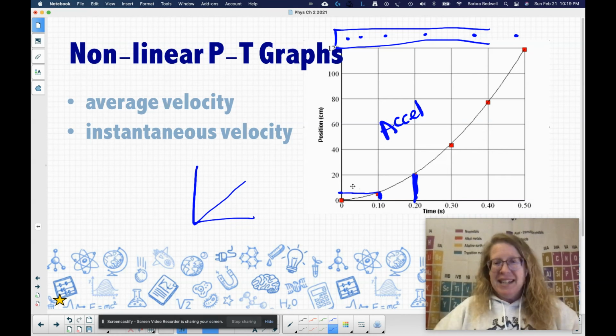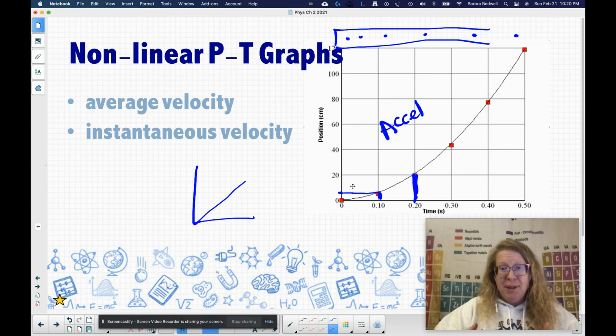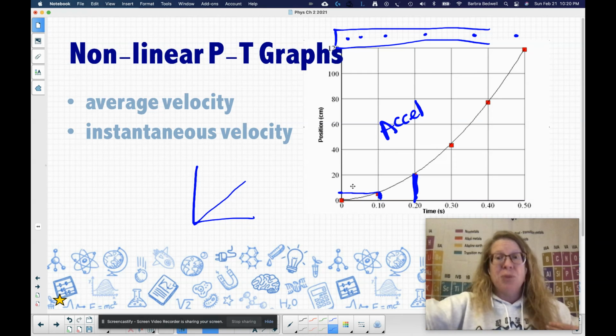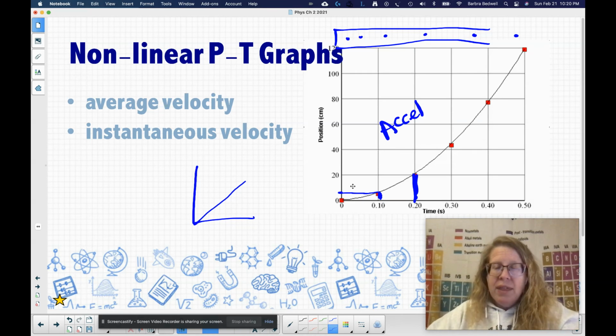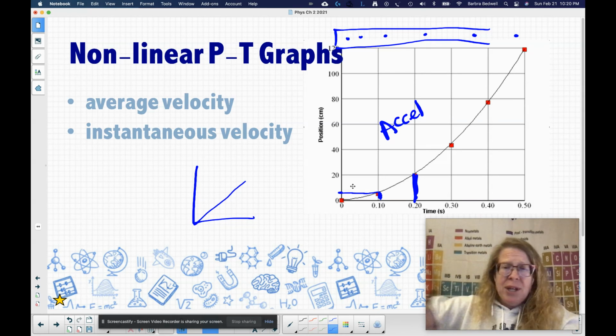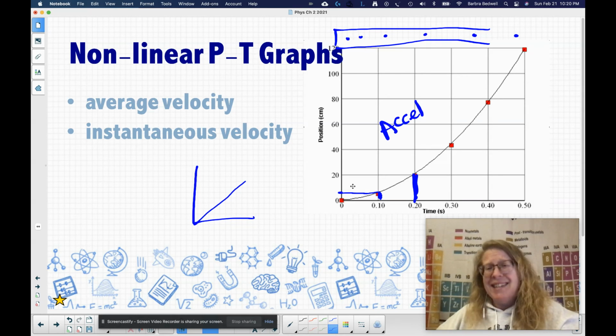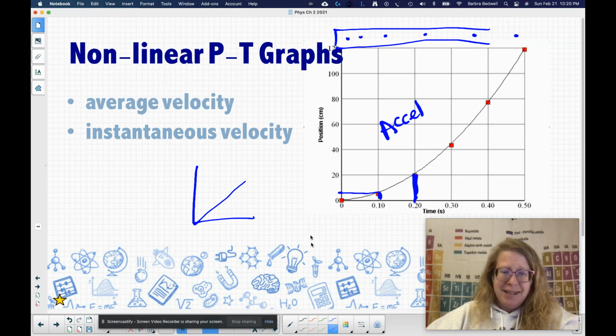That's all it means. It's not just going +5 meters every time interval. It's going +5 meters, and then it's going +10 meters, and then it's going +20 meters. It's going faster every single time. So with this, all that means when it curves, if you've got a curve like that, that's acceleration as opposed to constant velocity. That's what that particular thing indicates if you see that.